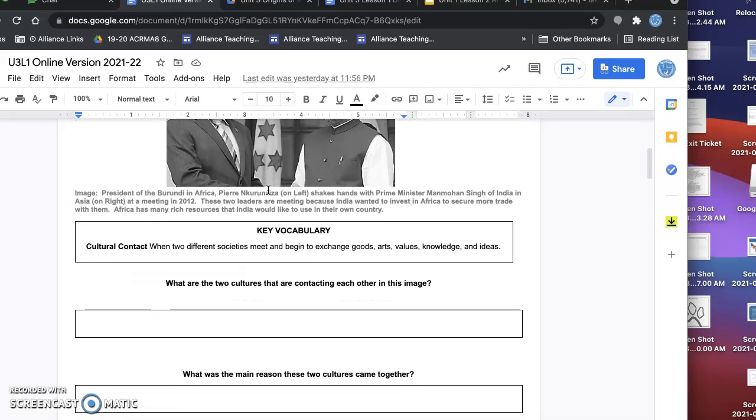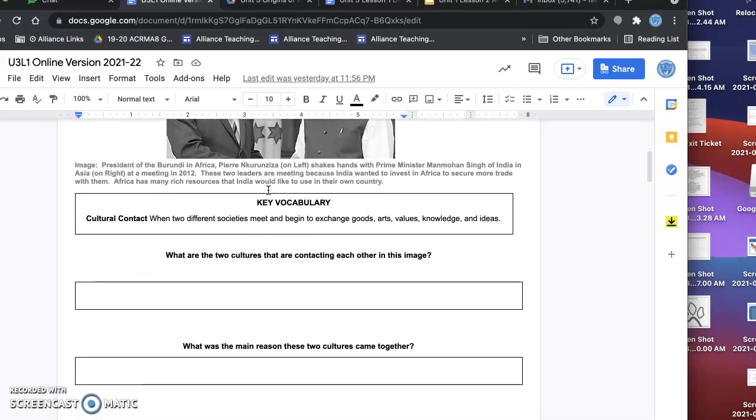All right. When you get down here, we have the vocabulary word which we're focusing on today, or this week I should say, which is cultural contact. Cultural contact is when two different societies meet and begin to exchange goods, arts, values, knowledge, and ideas.